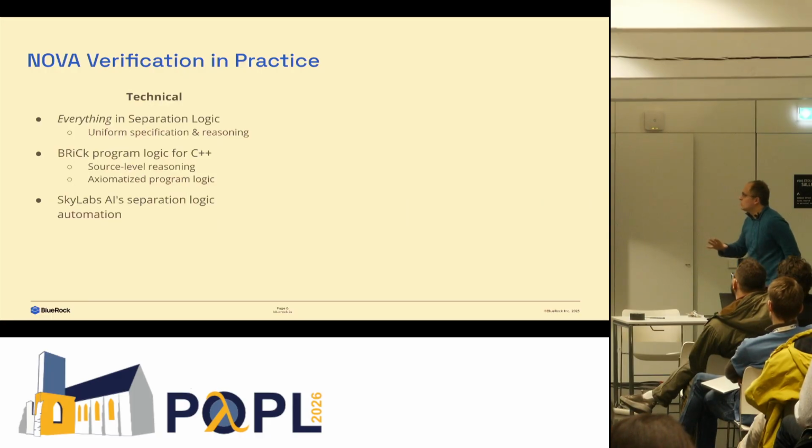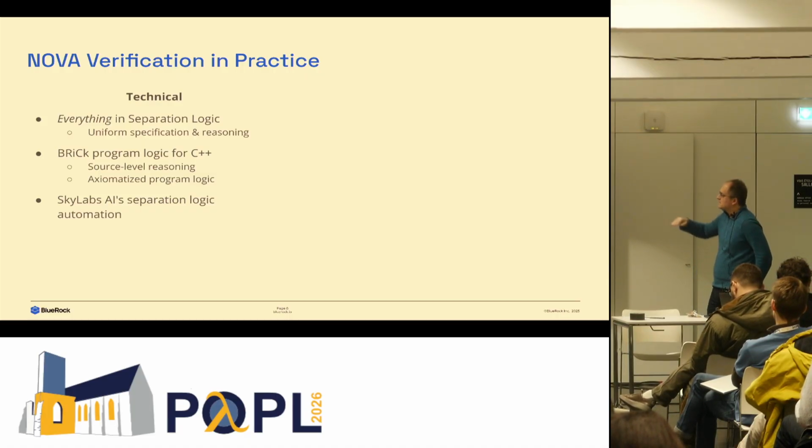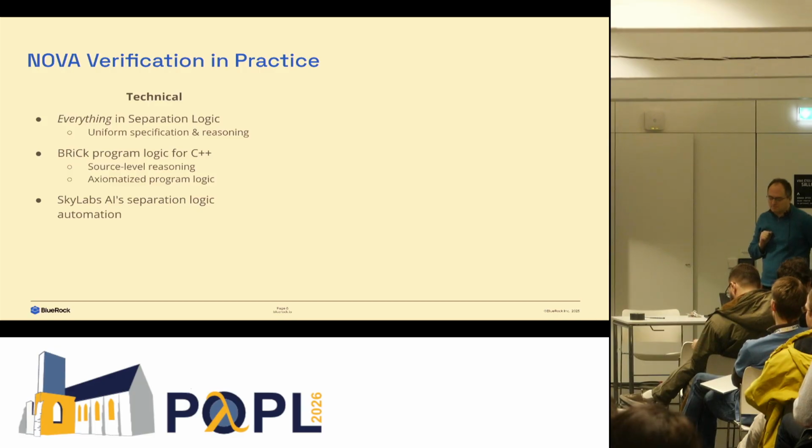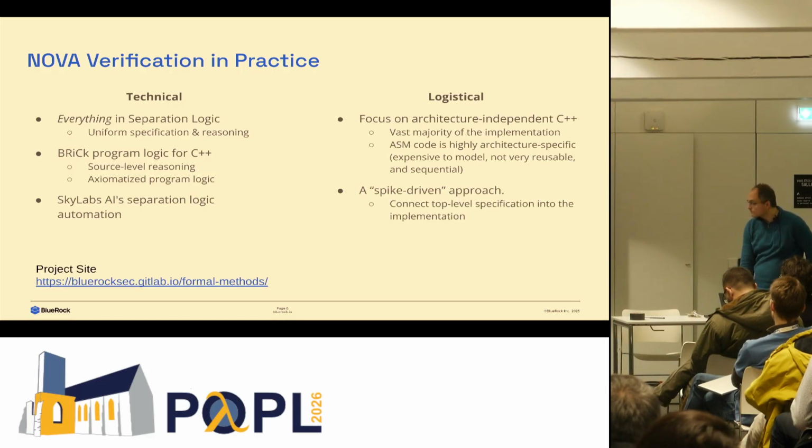All right, so at the technical level of verification, we're doing everything in separation logic. So we're starting with an axiomatic semantics of C++. That's this BRiCk program logic that we developed at BlueRock. And then we do separation logic proofs of the actual C++ code that runs, and the specification of Nova is reflected in C++, in separation logic. And we're using Skylabs separation logic automation to do those proofs automatically as much as we can.